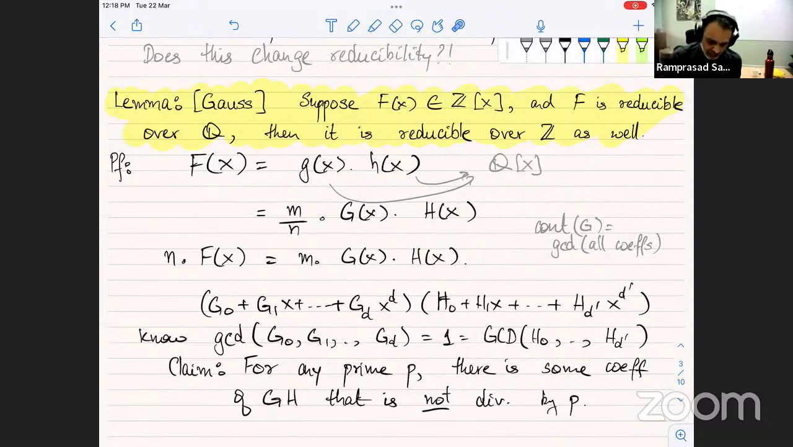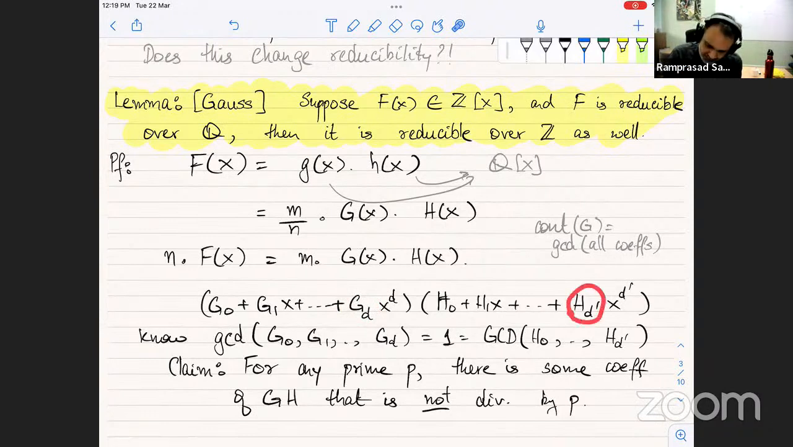Okay, so I know for a fact that p doesn't divide all of these coefficients, because if it did, then this GCD would not be 1, it would be at least p. Right? Let's for the moment assume that p does not divide g_d.